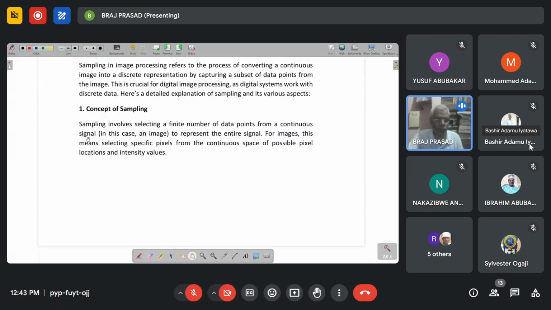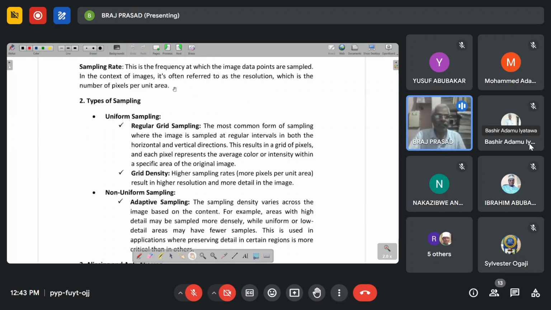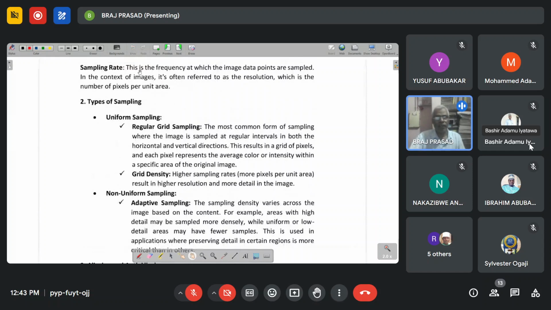First, the concept of sampling. Sampling involves selecting a finite number of data points from the continuous signal to represent the entire signal. For images, this means selecting specific pixels from the continuous space of possible pixel locations and intensity values that I have just discussed with the example of T. And then we use some sampling rate, and that rate is based on the different device capacity.